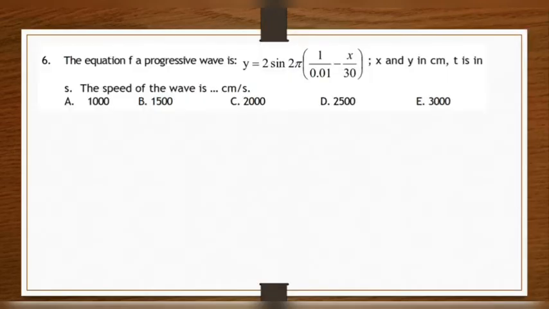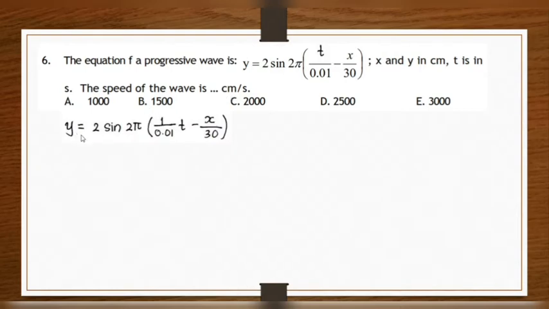Number 6. The equation of a progressive wave is y equals 2 times the sine of 2 pi times (t over 0.01 minus x over 30), where x and y are in centimeters and t is in seconds. The speed of the wave is how many centimeters per second?